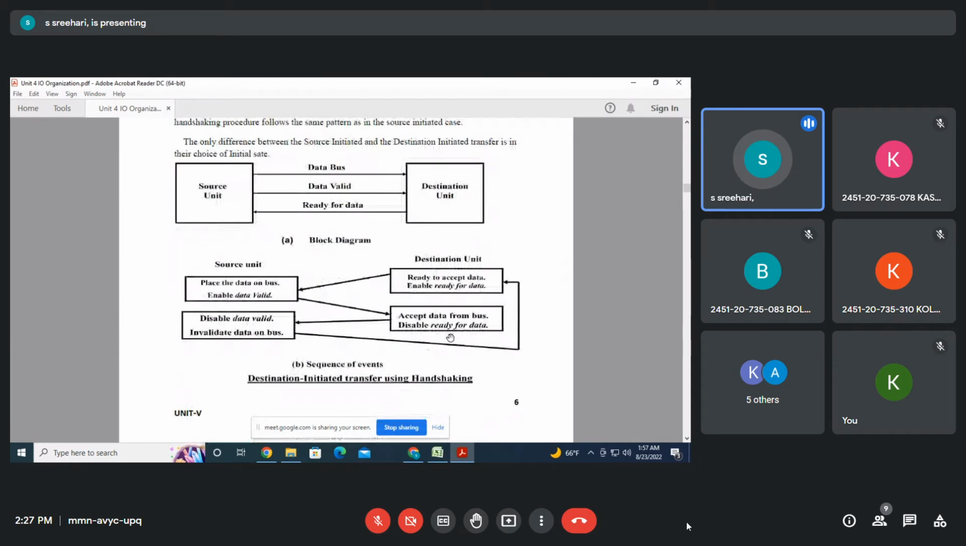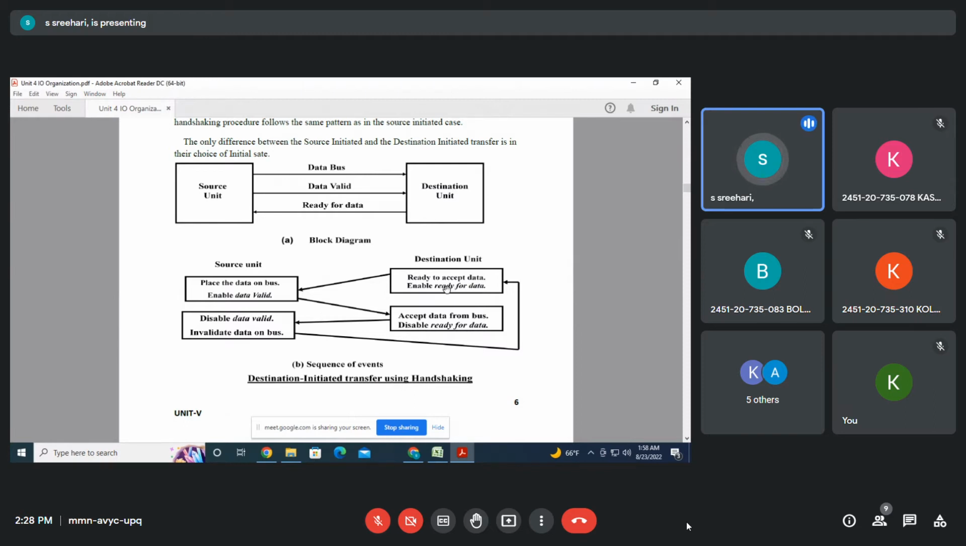Then there is destination initiation. The destination first makes a request: ready for data, I am ready to receive the data. It sends this information from the destination to the source unit. Only then does the source place the data on the data bus, and then it validates the data bus. So it is initiated by the destination unit: ready to accept data, enable ready for data. That is how it starts with ready for data.